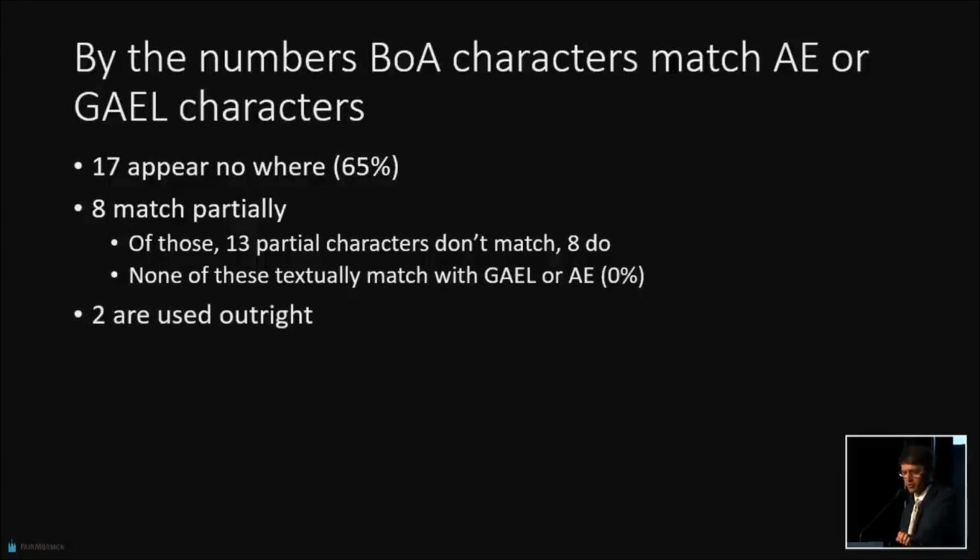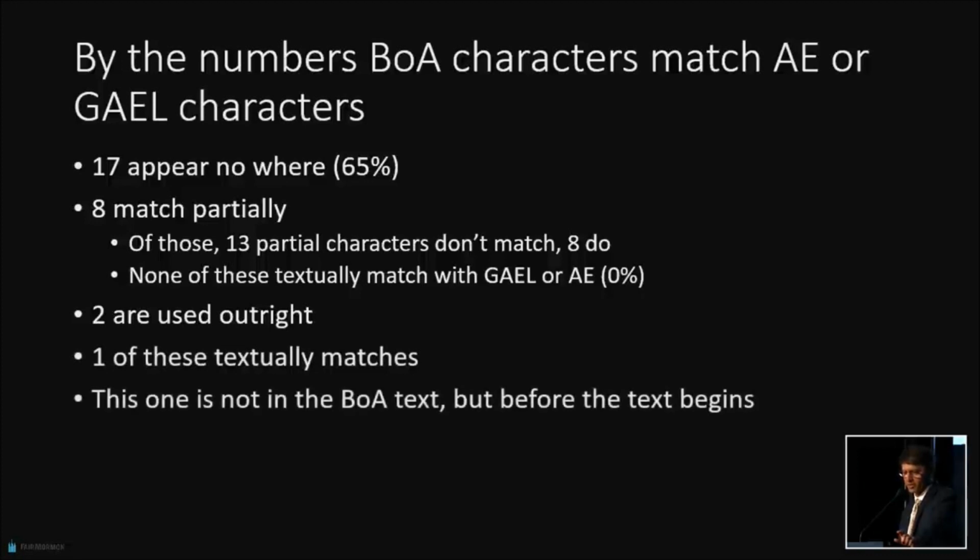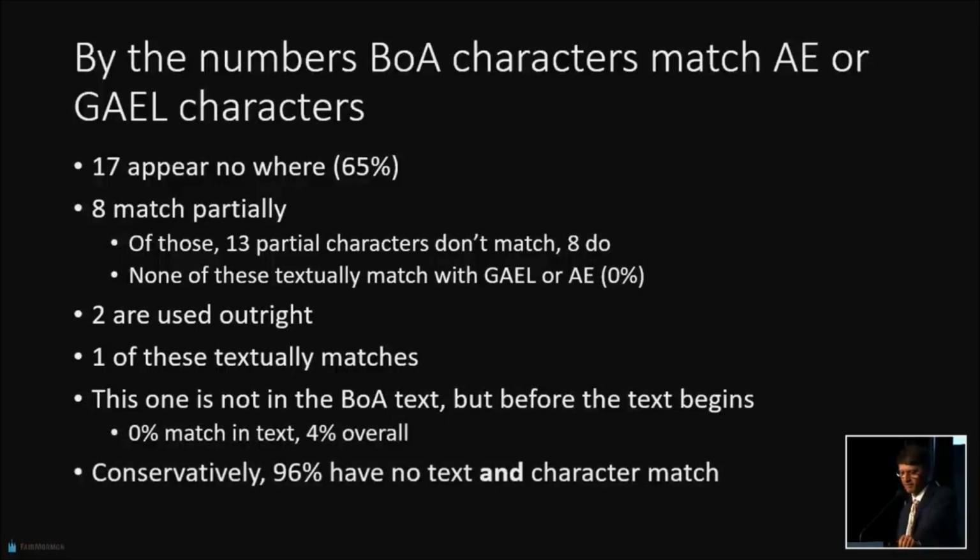Two characters are used outright, and one of those has a textual match. But that's not in the Book of Abraham text, but in the margins before the text begins. So again, we have a 0% match in the text, but 4% overall, meaning conservatively, we can say that 96% of the characters do not have a text and character match. So 96% of the time, the characters in the margins of the Book of Abraham translation have no match at all in the Alphabets and Grammar.